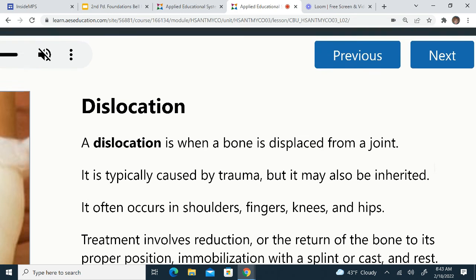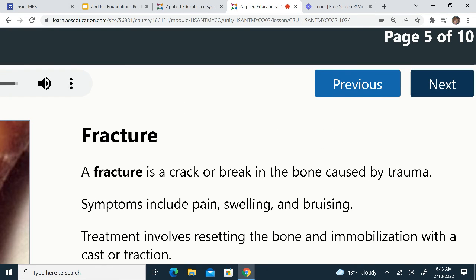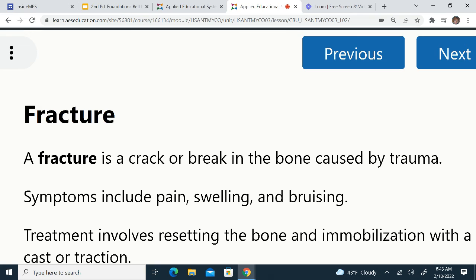That's important. Fracture. A fracture is a crack or break in the bone caused by trauma. So write that down. If you break a bone, that's what it is, a fracture. A fracture is a crack or break in the bone that's caused by trauma.